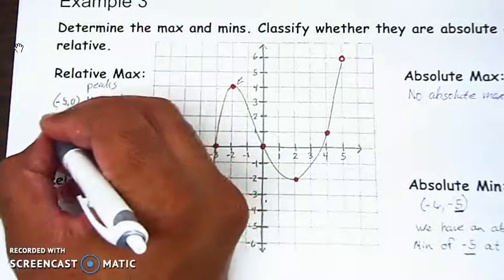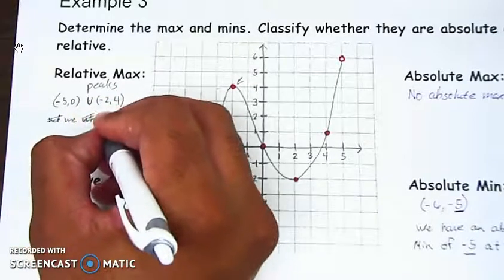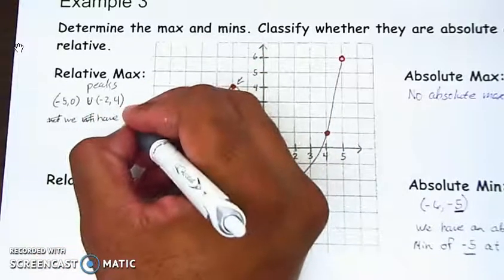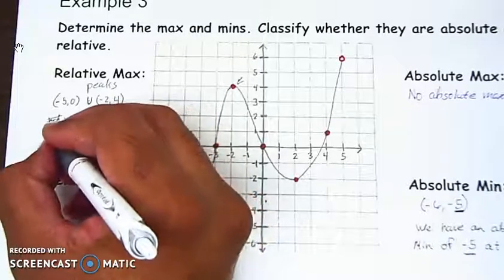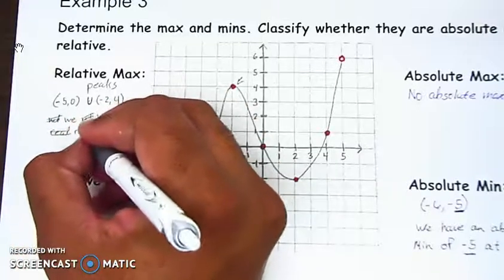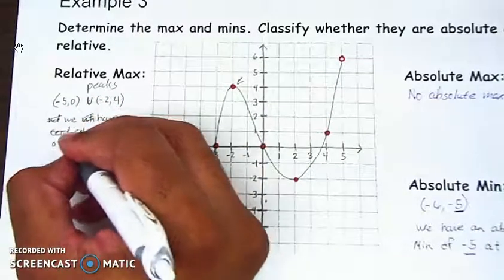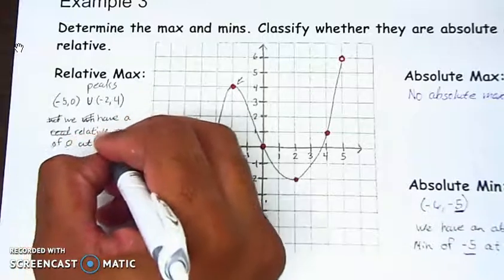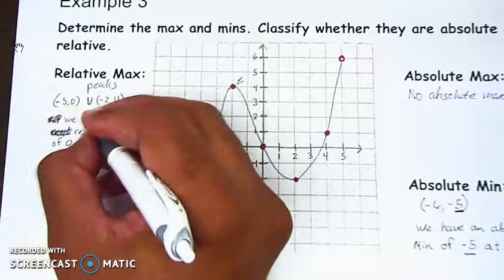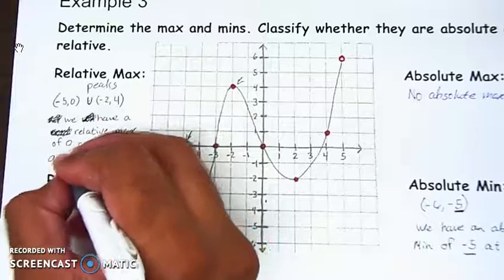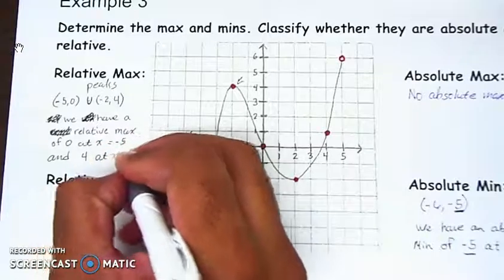Oh, sorry about that. That's why we don't write in pen. Oh my gosh, we have a relative max. If I can spell relative, that would be great. Oh my goodness. This is why I don't write in pens, guys. We have a relative max of 0 at x equals -5. Oh, that looks bad. All right, and then we also have a relative max of 4 at x equals -2.